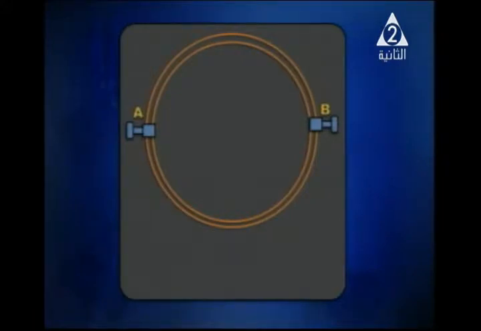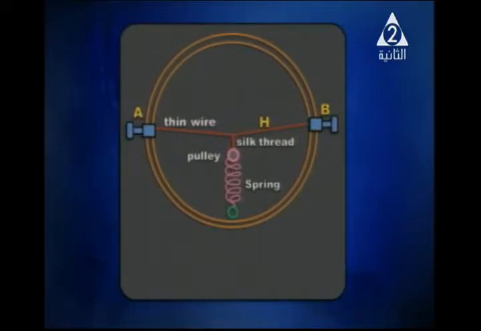In front of you, we've got the main components. First of all, we've got thin wire or resistance wire, and it is made of platinum iridium. Also, we've got silk thread. What about the silk thread? One end of the thread is tied to the middle of the resistance wire, and the other end is wound around a pulley and fastened to a spring, as shown in front of you.